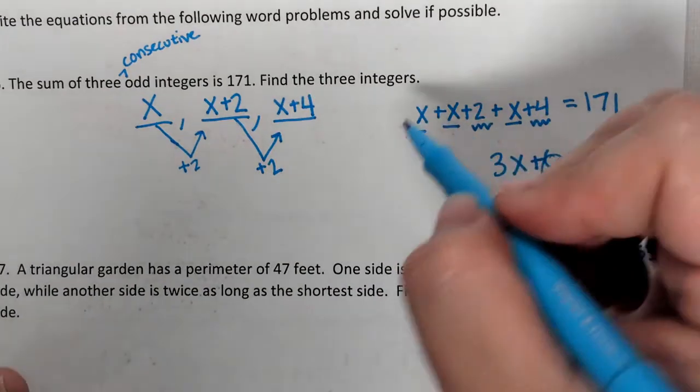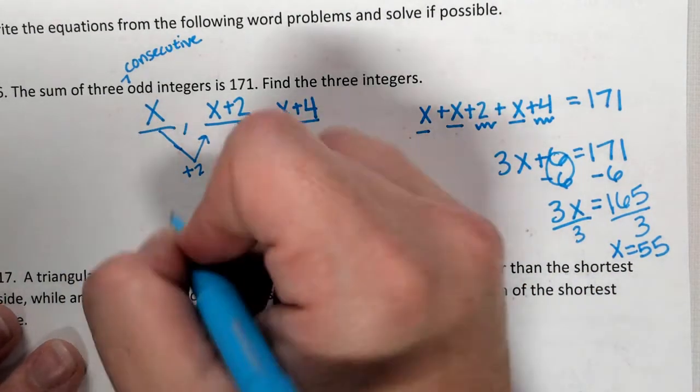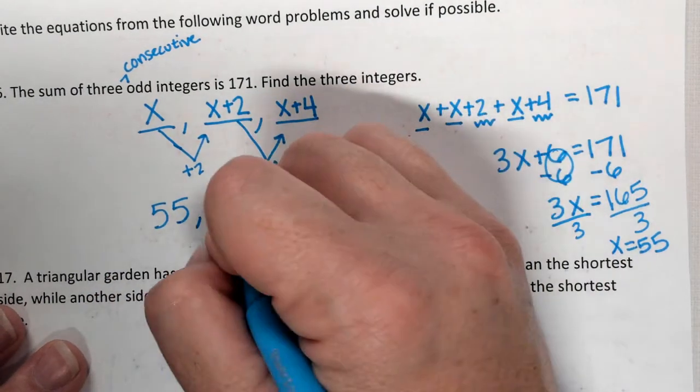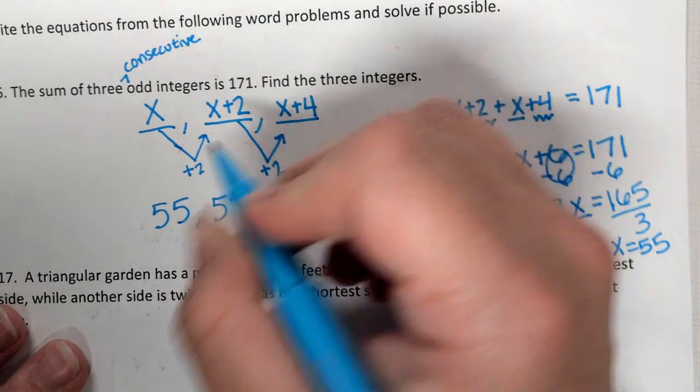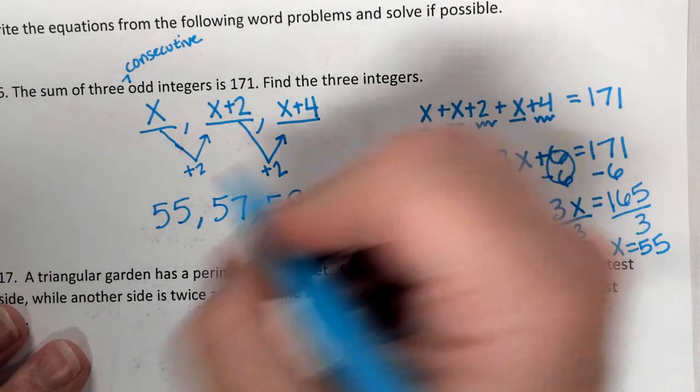Remember, you always have to go back and read the last statement. Find the 3 integers. Well, x is 55, so my first integer is 55. 55 plus 2 is 57. And 55 plus 4 is 59.